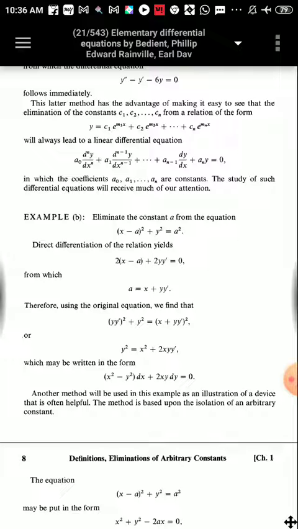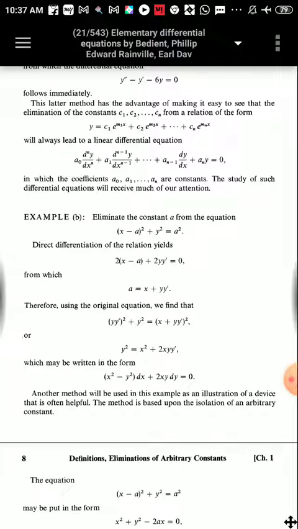Direct differentiation of the relation yields 2 times (x minus a) plus 2yy' is equal to 0, from which a is equal to x plus yy'. Therefore, using the original equation, we find that y'² plus y² is equal to x into (x plus yy') square, or y² is equal to x² plus 2xyy', which may be written in the form (x² minus y²) dx plus 2xy dy equal to 0.